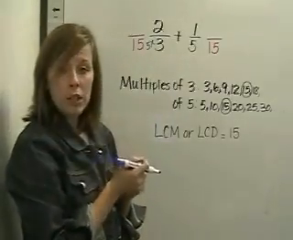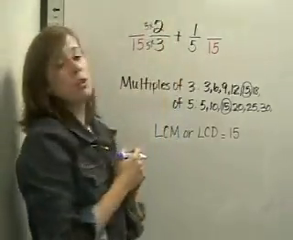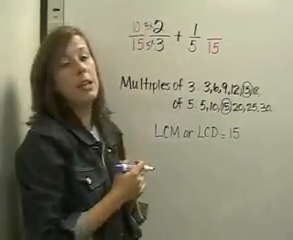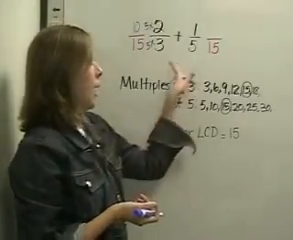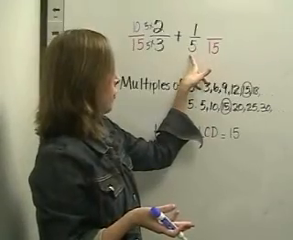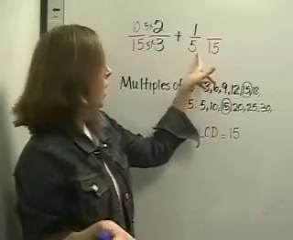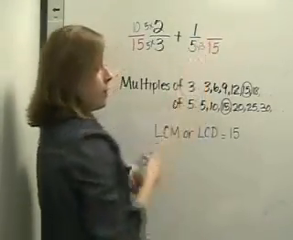So I must also do that to my numerator. And when I multiply 2 times 5, I get 10. Therefore, 10/15 is an equivalent fraction to 2/3. I must use the same series of instructions to find an equivalent fraction for 1/5. What is the relationship between 5 and 15? I must multiply 5 times 3 to get 15.